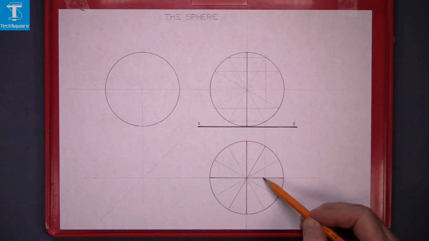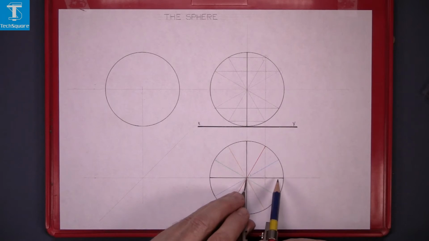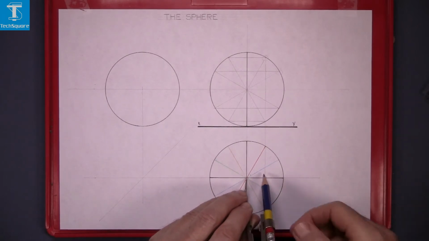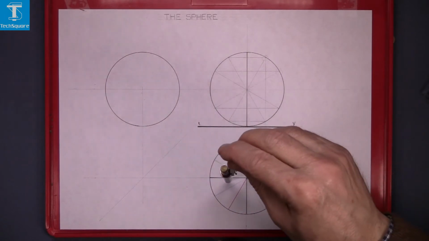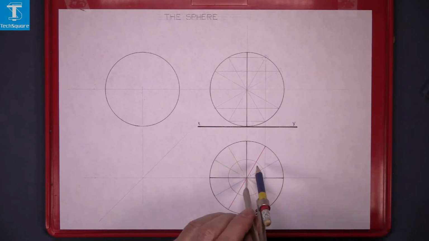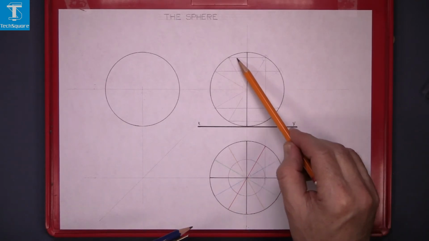And where it intersects with the line there, set the compass to the distance from the center out to that point. That distance there, and draw your circle. And that's the circle at the top. That's it there.